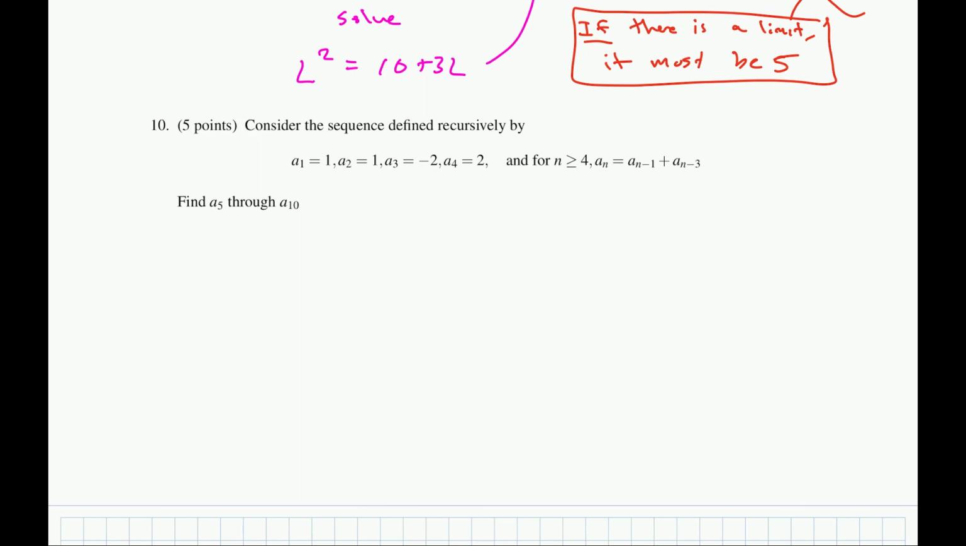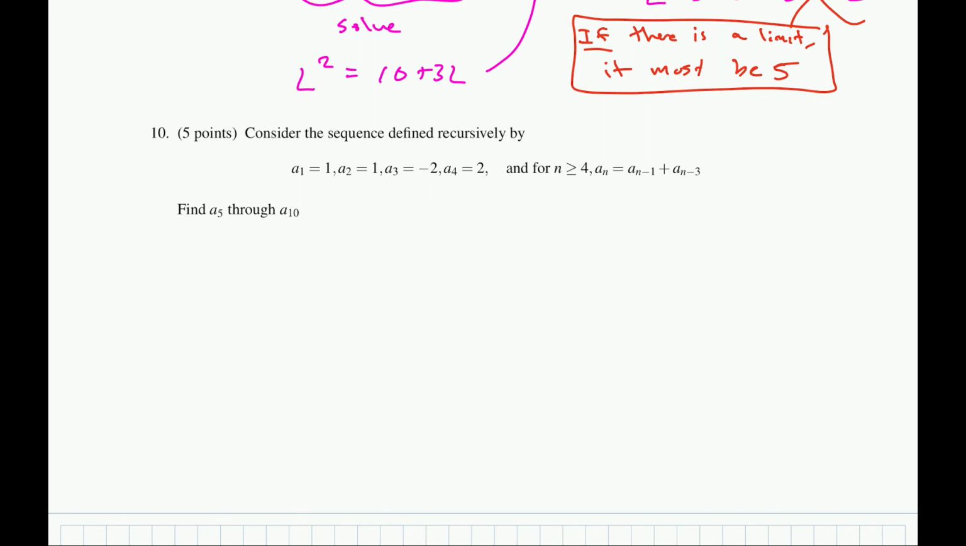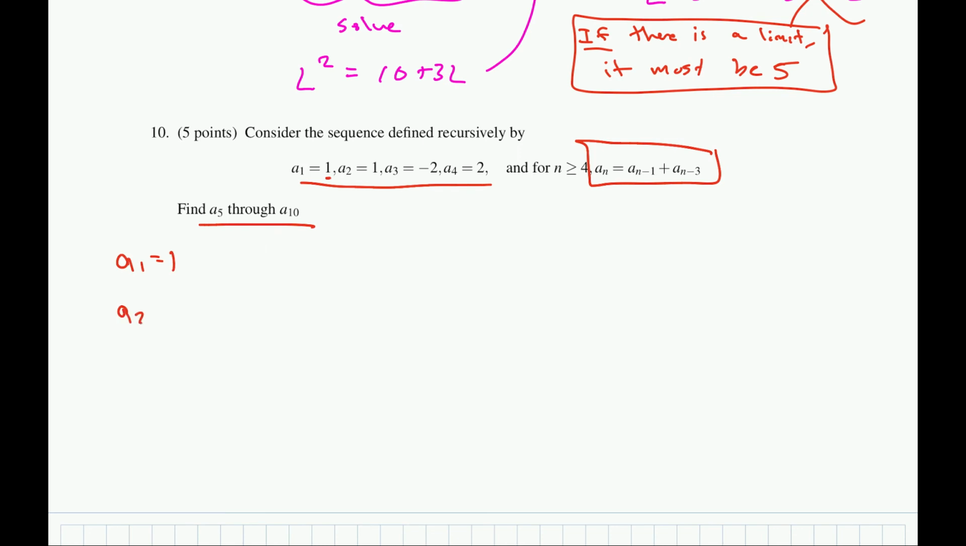And we got one more recursively defined sequence. This is just meant to be a little tedious, just to give you something to do. We're calculating A5 through A10 here. A1 through A4 are defined, and then for anything after that, you have a formula to use. It's not that hard. So A1 is 1, A2 is also done for us, it's 1. A3 is done for us, it is -2. A4 is done for us, it is +2.